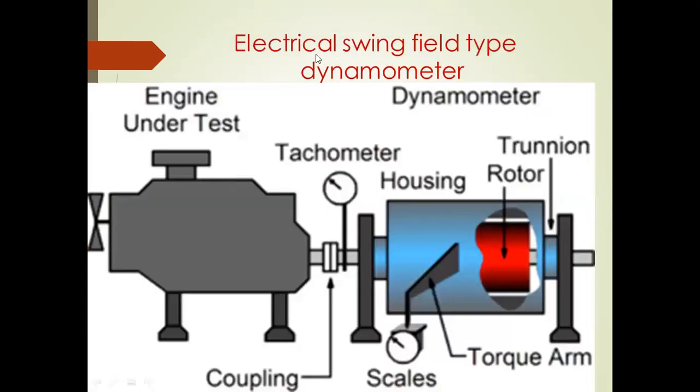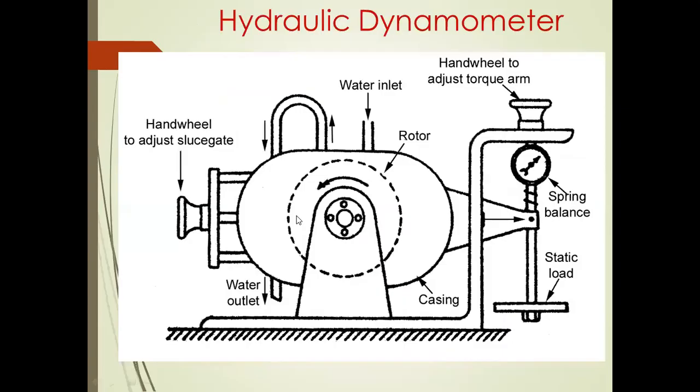The next dynamometer is the electric swing field dynamometer. The engine output shaft is connected to a generator. Using the voltmeter and the rheostat, we can apply the load and carry out the load test on the speed from the swing field dynamometer. The next dynamometer is the hydraulic dynamometer. Here, water force applied by the impeller blade applies the load, so we can carry out the load test in the hydraulic dynamometer.